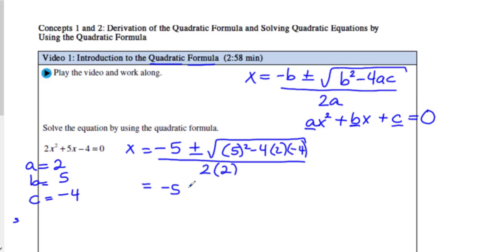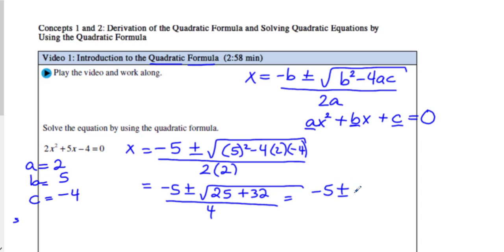So I've got negative 5 plus or minus the square root of 5 squared, which is 25. It's also handy to have your calculator out when you're working these. Negative 4 times 2 would be negative 8. Negative 8 times negative 4 would be plus 32. All over 2 times 2, which is 4. So that's negative 5 plus or minus the square root of 25 plus 32, which is 57, all over 4. I don't think that 57 has any perfect squares that go into it. You can check me, but I do not believe it does.